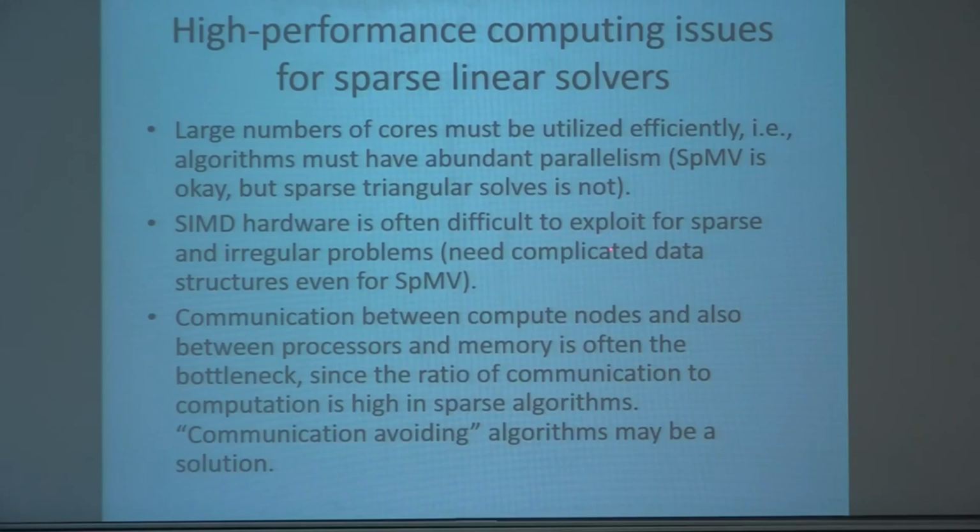SIMD is often hard to exploit for sparse and irregular problems. Okay, so even for sparse matrix vector product, we had to move to complicated data structures. We talked about the ELLPACK format, jagged diagonal format, and also things like SELL-C-sigma. We need complicated data structures in order to properly use SIMD. We talked about communication between the nodes as being the bottleneck because the communication to computation ratio is quite high in sparse algorithms, and as a result, people are putting a lot of effort into trying to come up with algorithms that avoid communication or try to reduce the amount of communication that is needed. So a very active area of research.